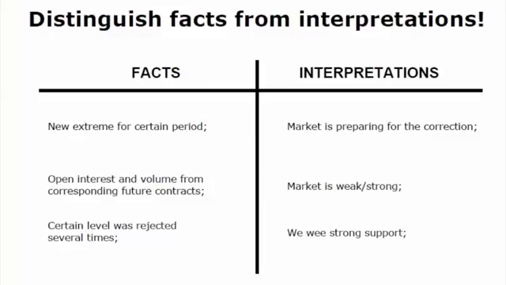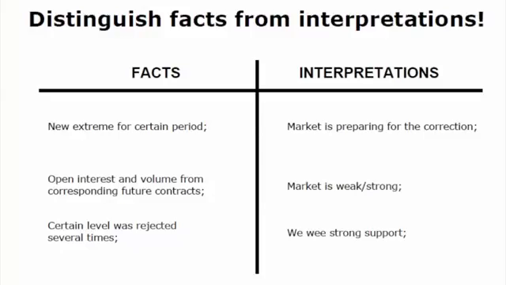And what is a fact? For example, the fact can be the following: the new extreme for this certain period, or the market has shown us that a certain level was rejected several times, or open interest and volume from corresponding futures contracts have increased. That is a fact, that is not an interpretation. As for interpretation, you see it in the right column: market is weak or strong, we see strong support, and so on.